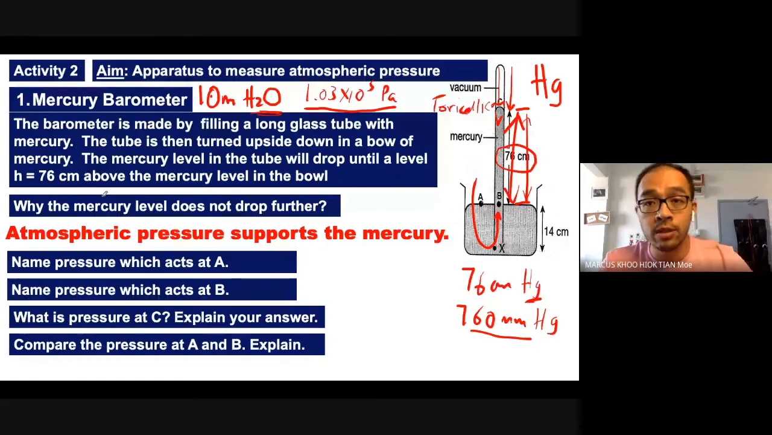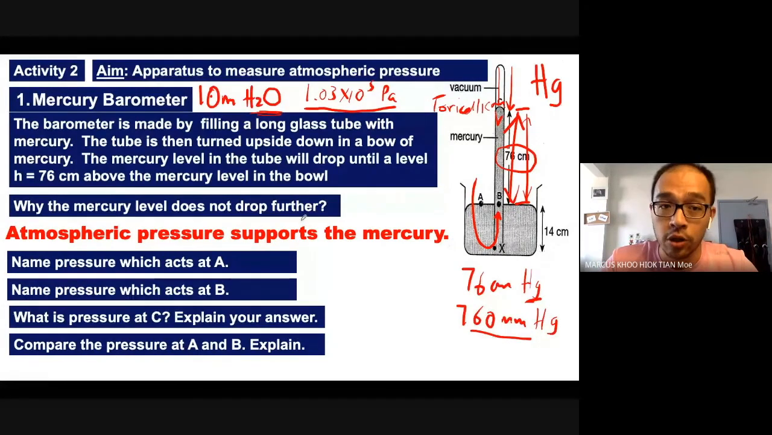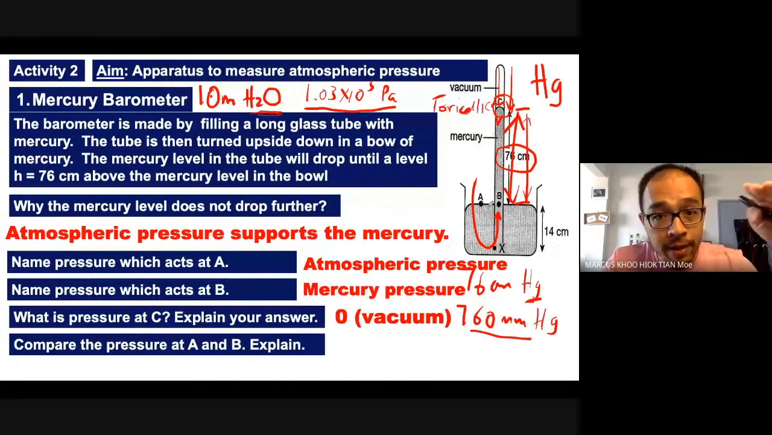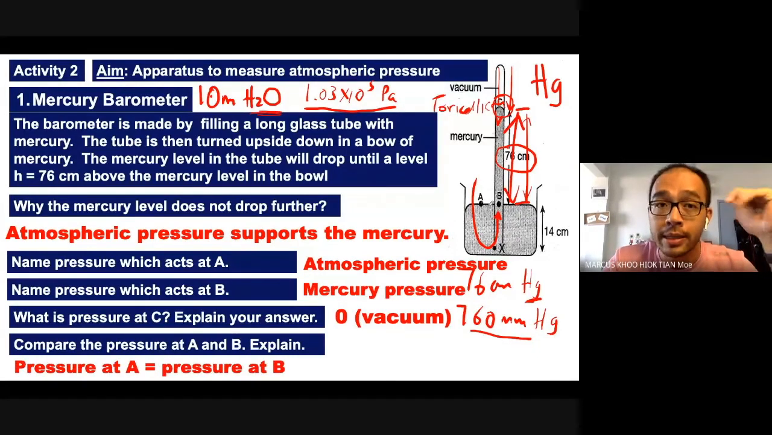So why does the mercury level not drop further? It's because the atmospheric pressure is supporting the mercury. So at point A is atmospheric pressure, at point B is mercury pressure. So this mercury pushes at point B. The pressure at point C over here will be a vacuum, so it will be zero. Compare the pressure at point A and point B, because they're at the same height, the pressure will be the same.